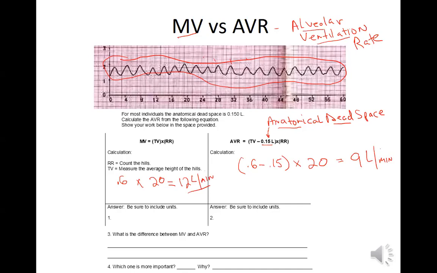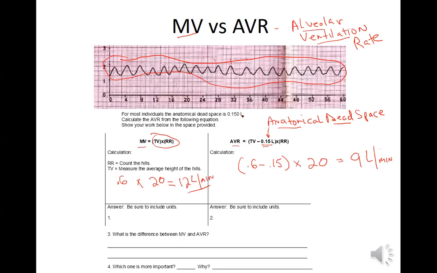It's a very generic number. Dr. Lee's going to go into that more. But for lab, that's the only thing you really have to calculate. I'll probably give you these two numbers, and then you give me the MV, and then you give me the AVR. So you have to memorize that value for anatomical dead space, right?